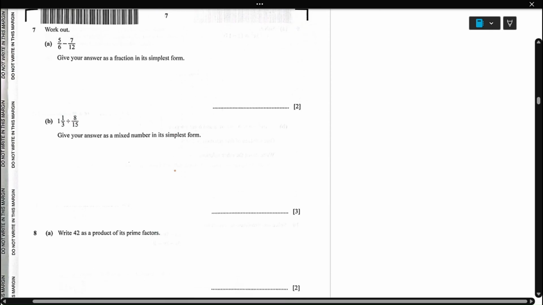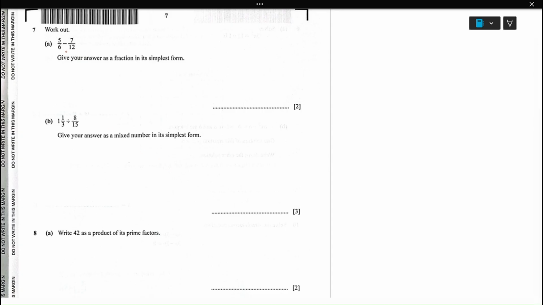Next, question number 7. Work out the subtraction. So we have to change into the same denominator. The second one is 12, so the first one I'm going to make 12. So I need to multiply the numerator and denominator by 2. So it becomes 10 by 12 minus 7 by 12, which is equal to 10 minus 7, which is 3 by 12. Now I'm going to divide both by the 3 times table, which is 1 by 4. The answer is going to be 1 by 4.